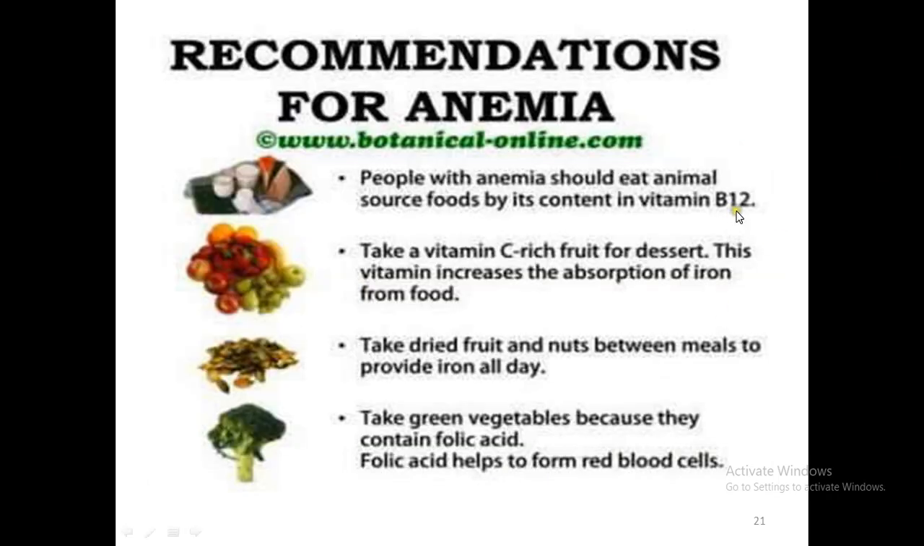So people who are suffering from anemia need to eat more animal sources of iron. It not only contains iron, it also contains vitamin B12. And if they take a vitamin C rich fruit, then that helps in converting ferric iron to ferrous iron, and then it is going to be much better absorbed. So dried fruits, nuts between meals, they can also be good sources of iron, provided that ferric is converted to ferrous.